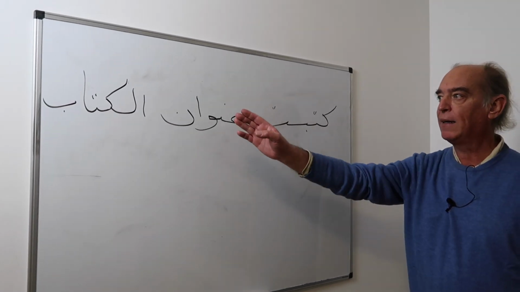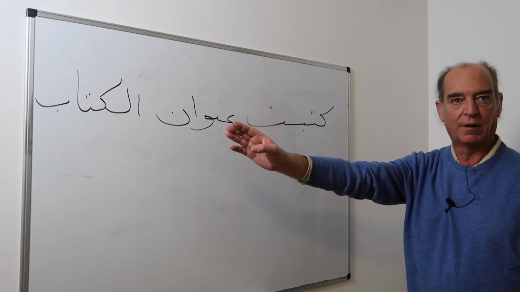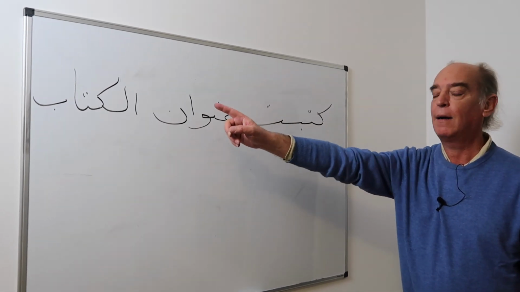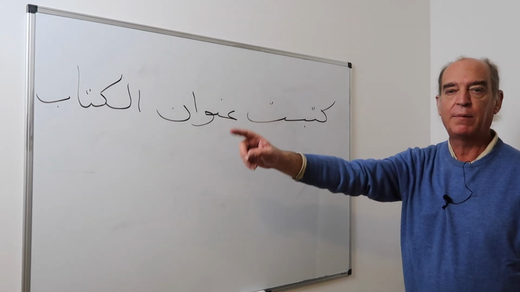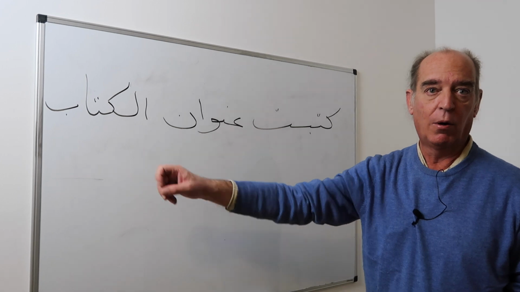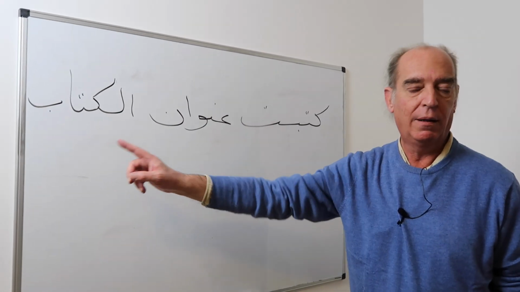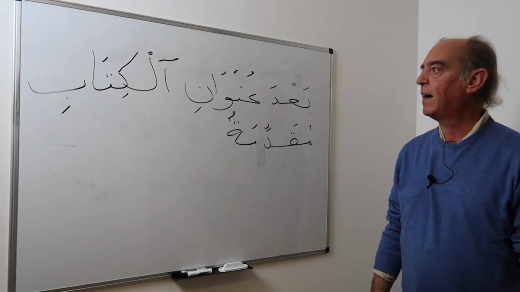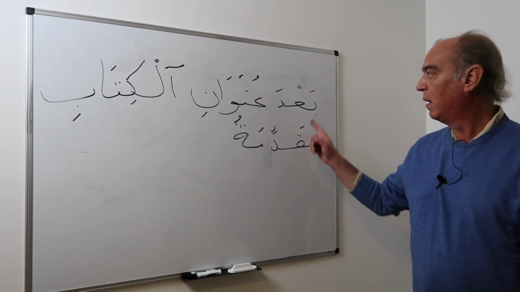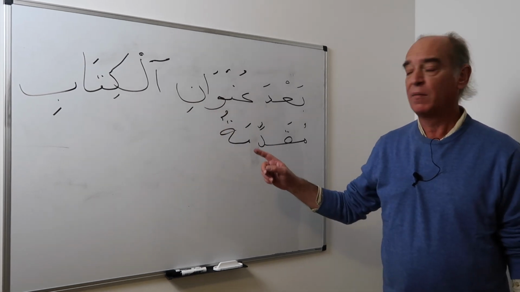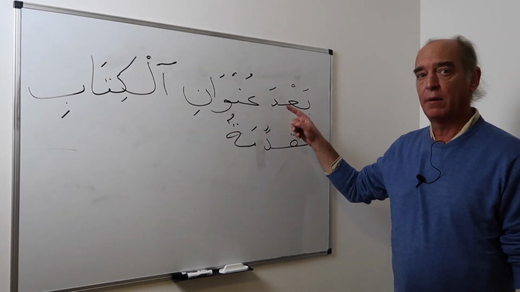كتبت عنوان الكتاب without vowels. This one you have to say it in full, but some people can say it shortened, depending on the situation. Another final example is this one: بعد عنوان الكتاب مقدمة. بعد means after.